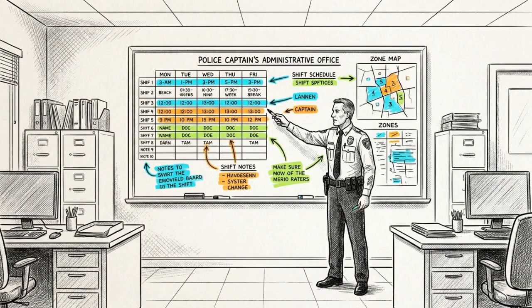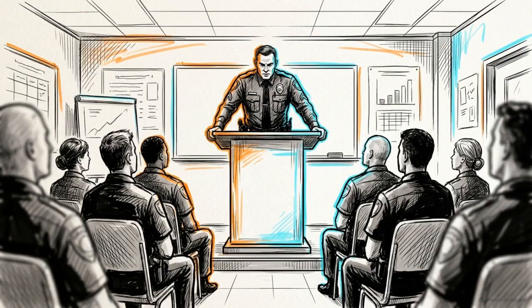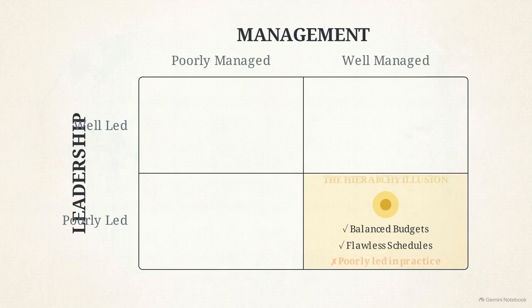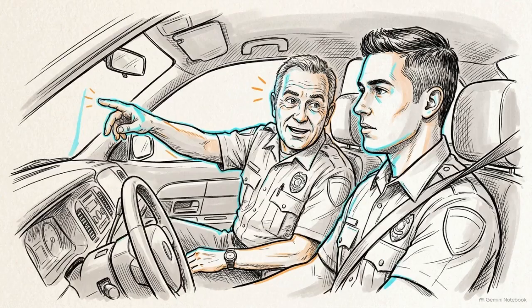Understanding influence requires separating management from leadership. In policing, management is the process of planning, organizing, and controlling resources efficiently to keep operations running smoothly. Leadership, by contrast, is the act of setting a vision and inspiring human commitment to execute that vision. This matrix visualizes a critical operational reality. An agency can have balanced budgets, pristine equipment, and flawless schedules, yet still be well managed on paper while being poorly led in practice. Conversely, you can witness pure leadership without any management authority at all.